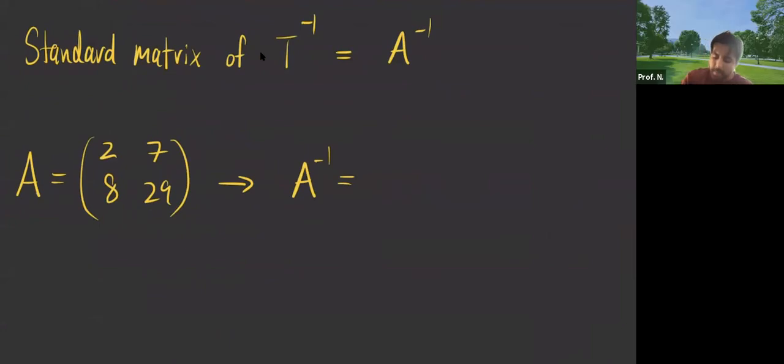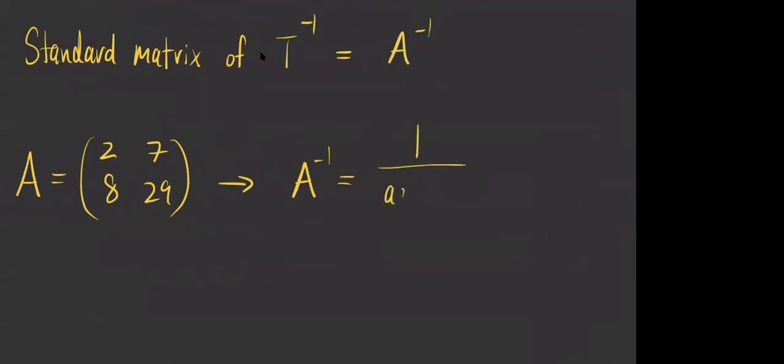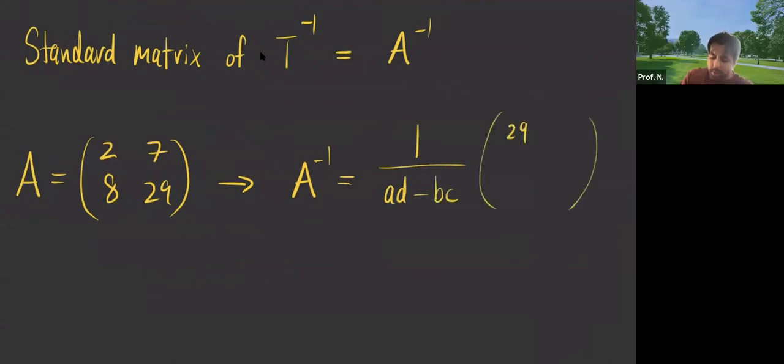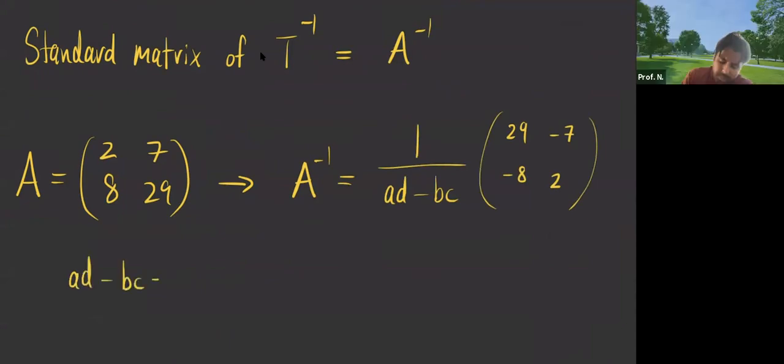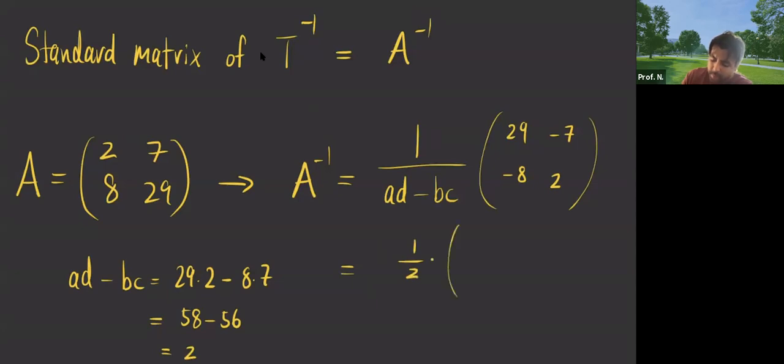Well, how do you find the inverse again? Switch A and D, negate B and C, and divide by the determinant. Right, so this becomes 29, 2, and this becomes -7, -8. So the determinant, AD minus BC, is 29 multiplied by 2 minus 8 times 7. That would be 58 minus 56, and I get 2. So this is equal to 1/2 multiplied by 29, -8, -7, 2.